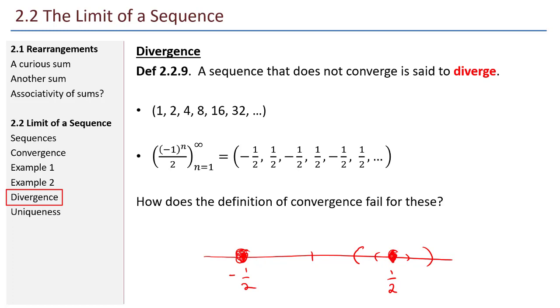But the problem is that there's no point after which all the terms of the sequence are within epsilon of 1/2. I'm always going to have some terms that bounce out of that epsilon neighborhood.